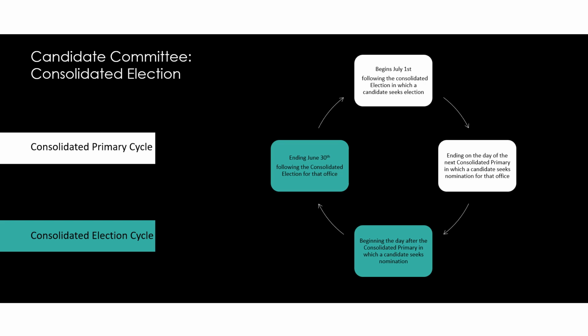Next, for candidate committees established to support candidates for offices elected in the consolidated election, there are still two cycles, the consolidated primary and consolidated election cycle. The consolidated primary cycle will begin July 1st, following the last consolidated election, and will continue until ending on the day of the next consolidated primary in which the candidate seeks nomination. The consolidated election cycle will immediately follow, starting the day after the consolidated primary and continuing until ending on June 30th following the consolidated election.